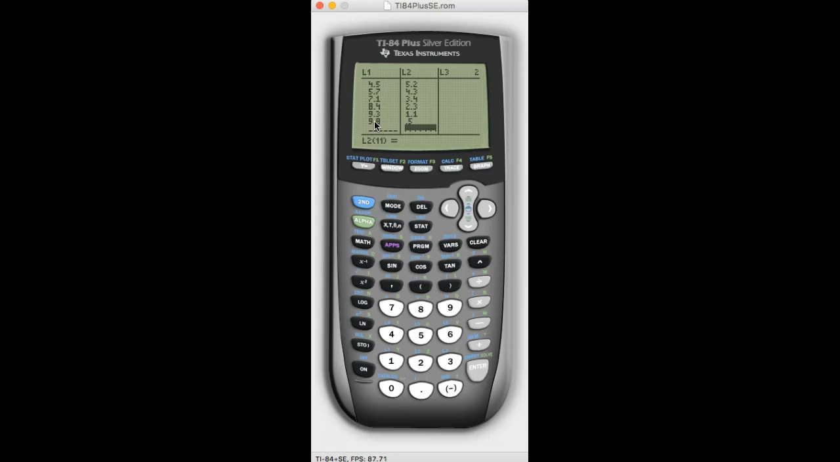Okay. Now, from there, listen to me. If we just hit graph, nothing happened. The reason why nothing happened is because you didn't tell the calculator you wanted to plot those points. Everybody hear me? So the calculator has to be told to plot the points. To do that, I want everybody to go to Y equals.